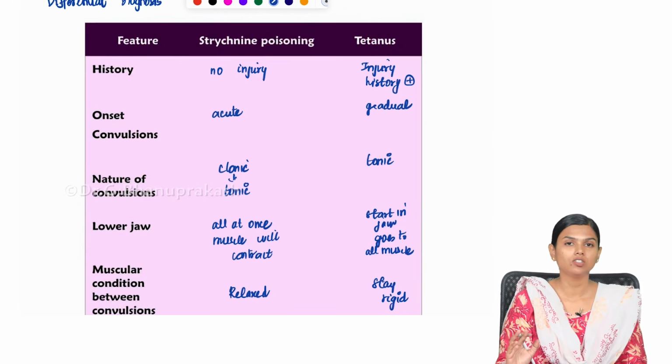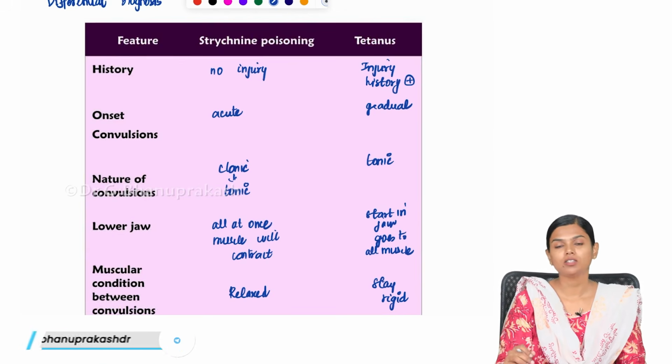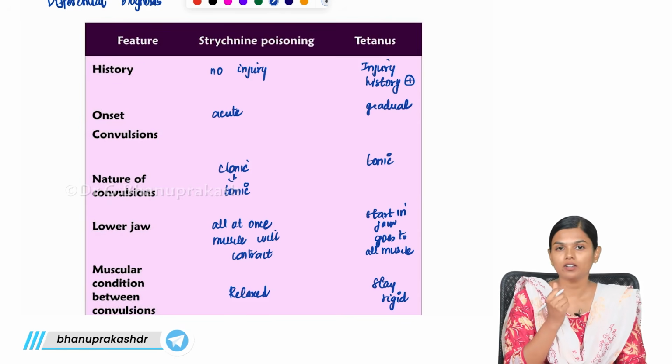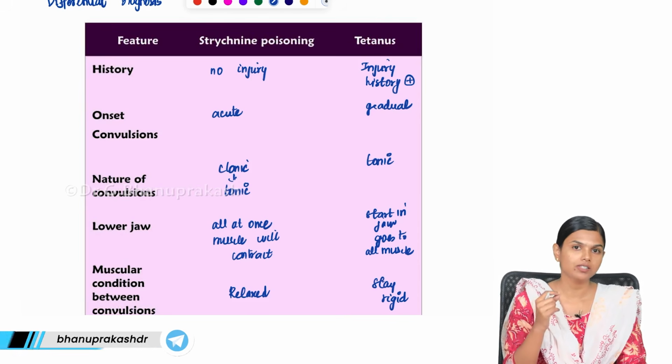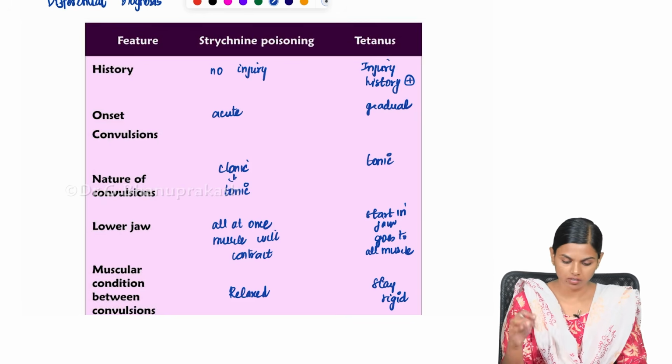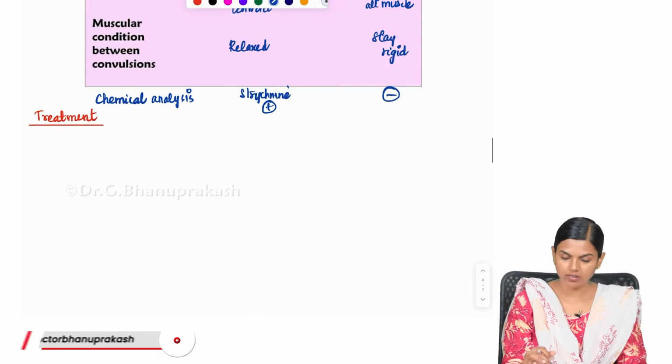So, basically the history of some poison intake or some injury is the differentiating factor, and the position where it is starting, whether it is occurring all at once or starting in a particular muscle, that is the main difference between strychnine poisoning and tetanus. So, this is the thing that we have to know.